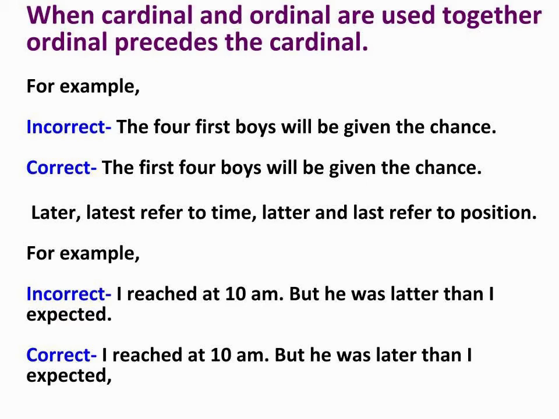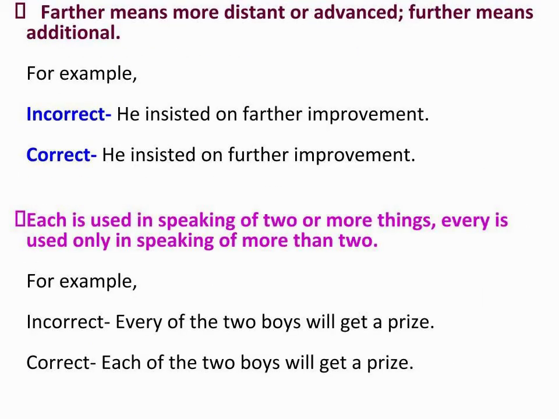Next, see: later and latest refer to time; latter and last refer to position. So check the spellings. Example: I reached at 10 AM but he was later than I expected. So I reached at 10 AM but he was later, later comes here, than I expected. So here it shows the time. Latter is position, but here it refers to the time. So spelling mistakes, we have to keep in mind.